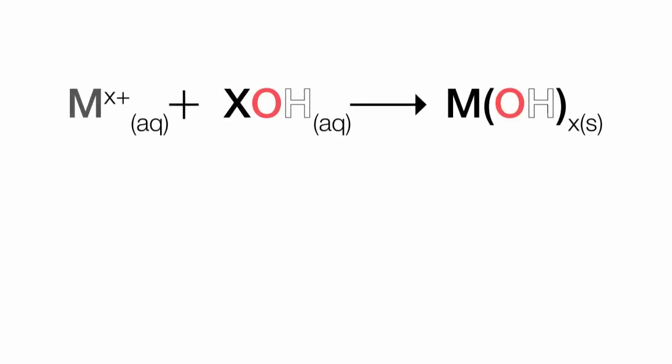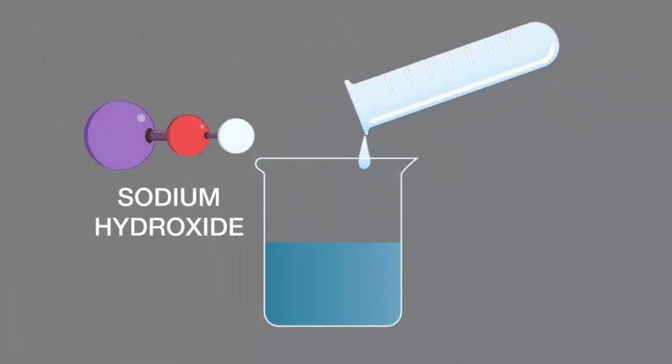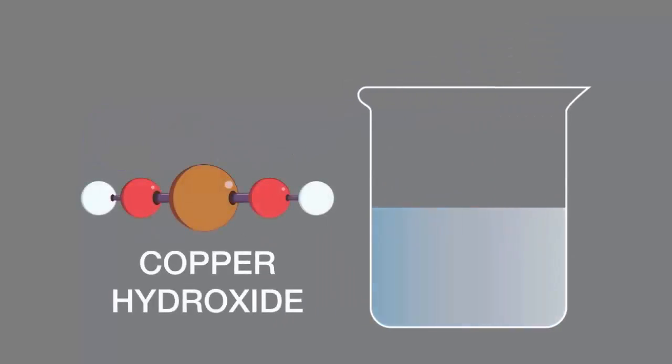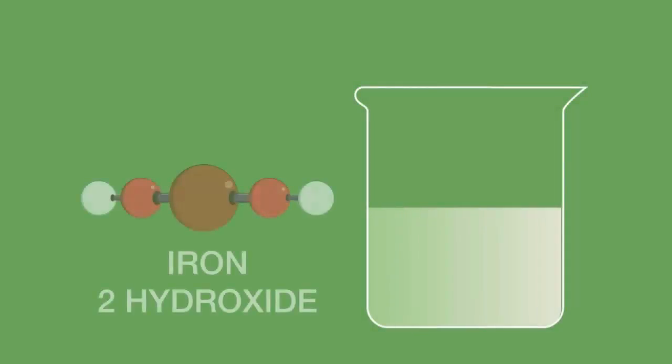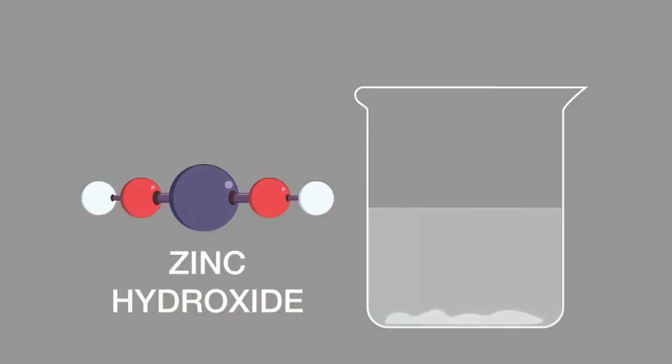The general equation for the reaction is: metal ion plus hydroxide ion gives a metal hydroxide precipitate. Addition of sodium hydroxide to a solution containing copper 2+ ions creates copper 2 hydroxide, which is a blue precipitate. Iron 2 hydroxide is a green precipitate, which slowly becomes reddish-brown upon standing. Iron 3 hydroxide is a reddish-brown precipitate. Zinc hydroxide is white.